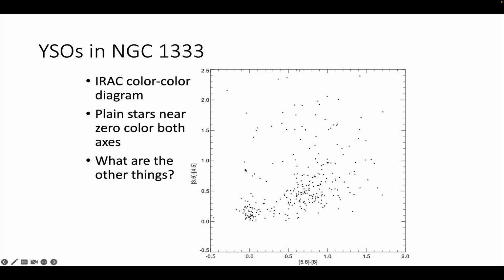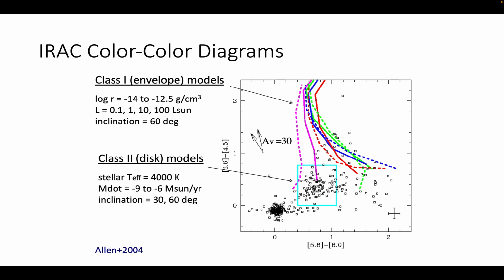This is a different star-forming region called NGC 1333, and this one is an IRAC color diagram. So we've got 3.6 minus 4.5 on the y-axis, and 5.8 minus 8 on the x-axis. Stars that have zero color are the stars without dust. They're just photospheres. So what are all the other things? They're the young stars.